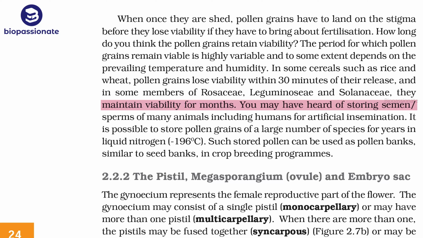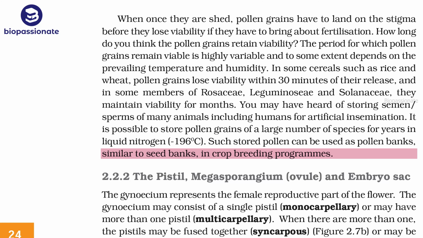You may have heard of storing semen or sperms of many animals, including humans, for artificial insemination. It is possible to store pollen grains of a large number of species for years in liquid nitrogen, minus 196 degrees Celsius. Such stored pollen can be used as pollen banks, similar to seed banks in crop breeding programs.